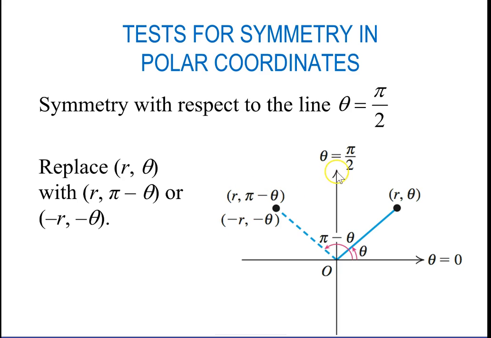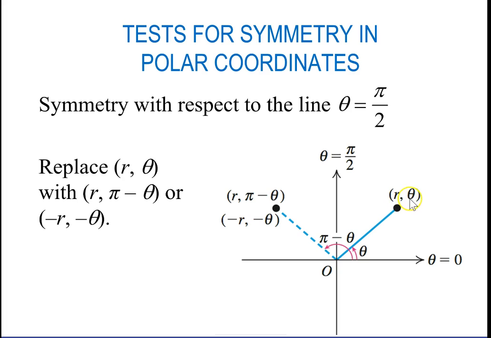All right, the other one is theta equal to pi over 2. Now remember, technically this would be the y-axis, right? But because we're in polar coordinates, it's symmetric about theta being pi over 2. So in this case, what do we do? How can we tell that this is the same thing as this, or would graph the same?